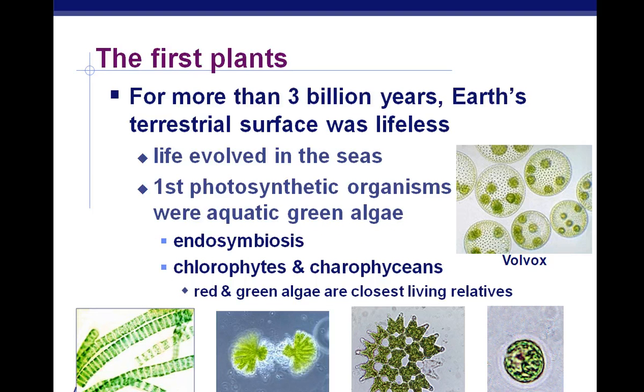The first plants. For more than 3 billion years, Earth's terrestrial surface, or land surface, was lifeless. Life evolved in the oceans. This is where we find the oldest of our fossils. And the first photosynthetic organisms were aquatic green algae. These are the oldest photosynthesizers that we find on this planet. Remember what endosymbiosis is? Where we think the mitochondria and chloroplasts were engulfed by an ancient eukaryote to become the modern cells of plants today.